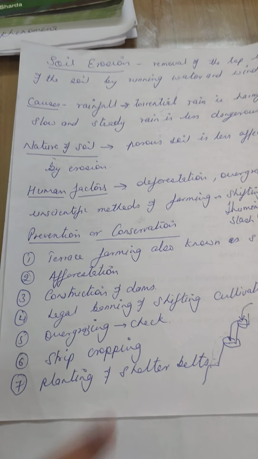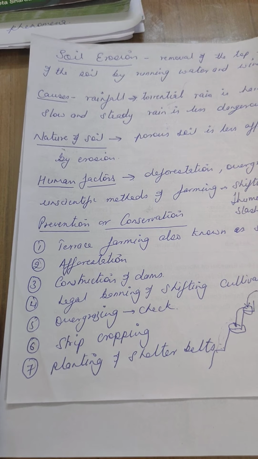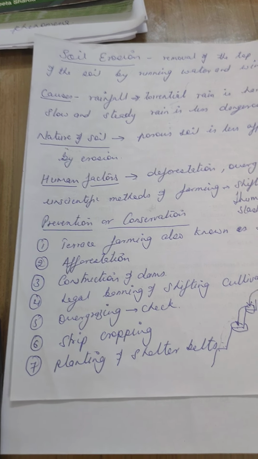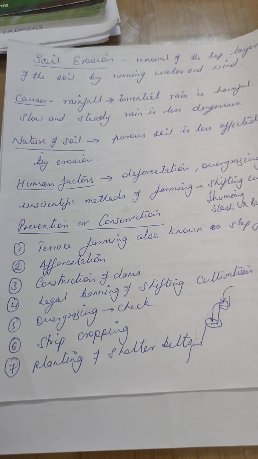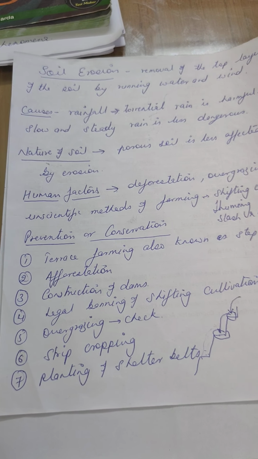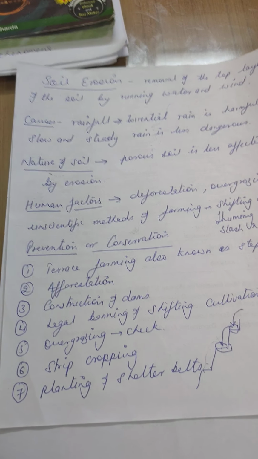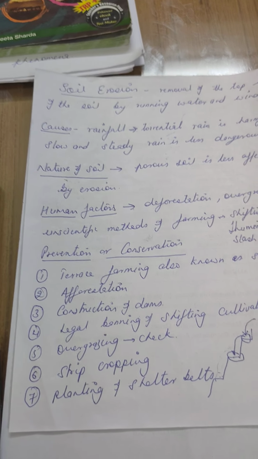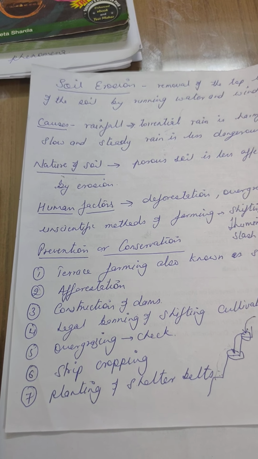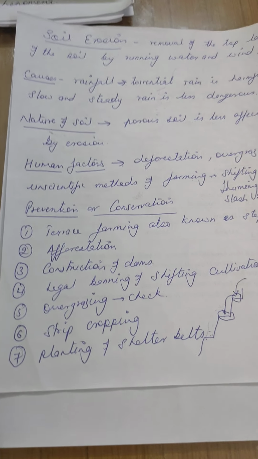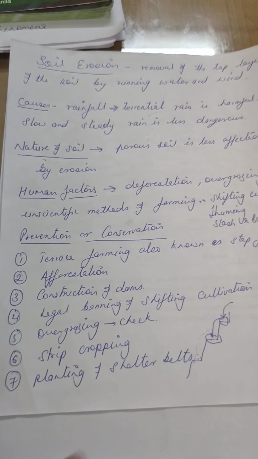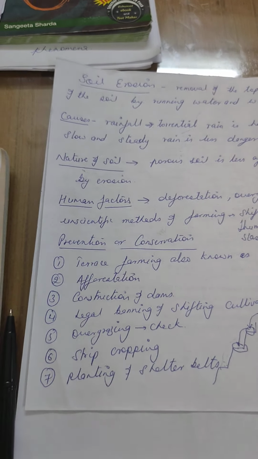Then the next one is planting of shelter belts. Planting of shelter belts is generally done in areas where rain is less but the wind blows with high speed. Wherever you have cultivated your piece of land, around that cultivated field, grow as many trees as possible in a single or double line, so that it can arrest the speed of the wind and the soil is not carried away by the blowing wind. That is what planting of shelter belt means.